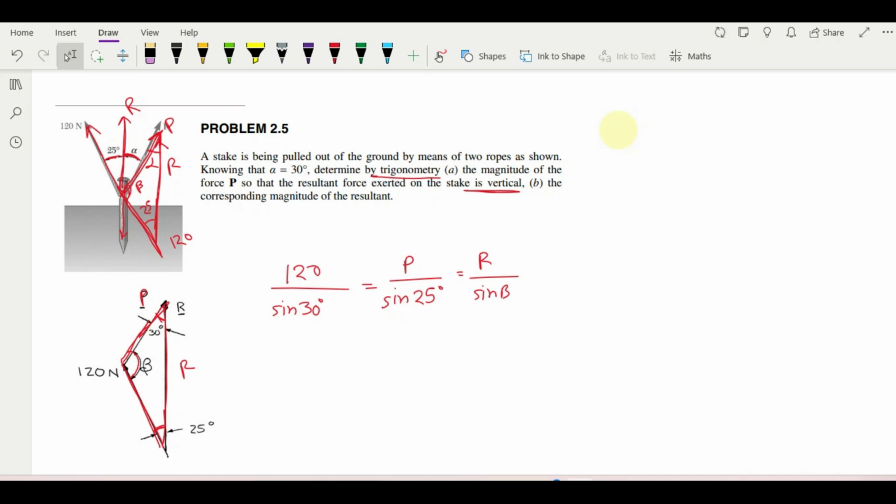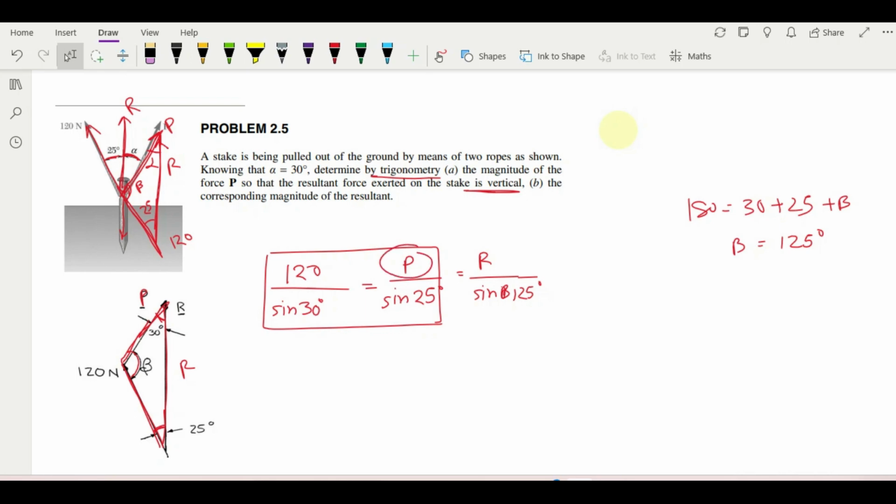It is easy because the total sum of the angles of a triangle is 180 degrees. So this angle 30, this angle 25, so 30 plus 25 plus beta equals 180. So beta will be 125 degrees. So we can write sine 125 degrees. Now we have to find the values, and just take the first two terms: 120 over sine 30 degrees, equal to P over sine 25 degrees. We can find the value of all these.